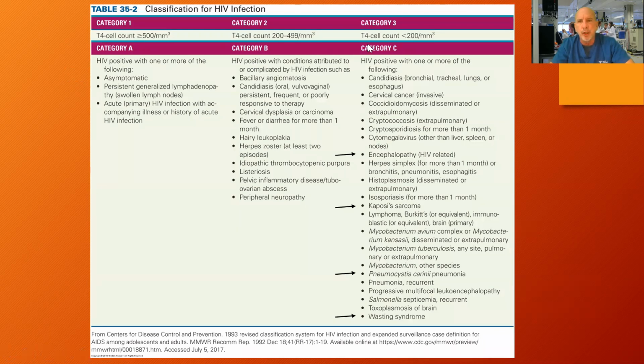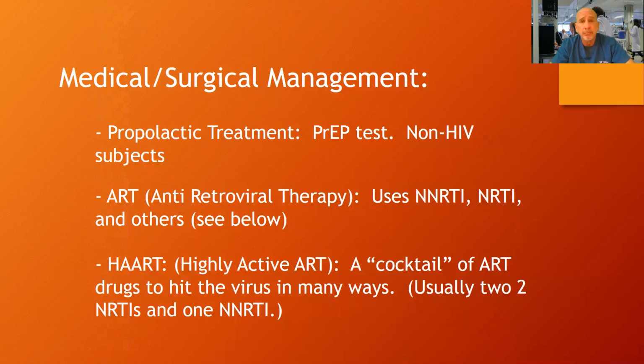But as you get below 200, here's a whole list of things that can come in there and get a hold of you. We're not going to go through all of them. Don't worry about it. Medical treatment. You may have seen this advertised. I've seen this advertised on billboards at bus stops and such in Seattle. The PrEP test.